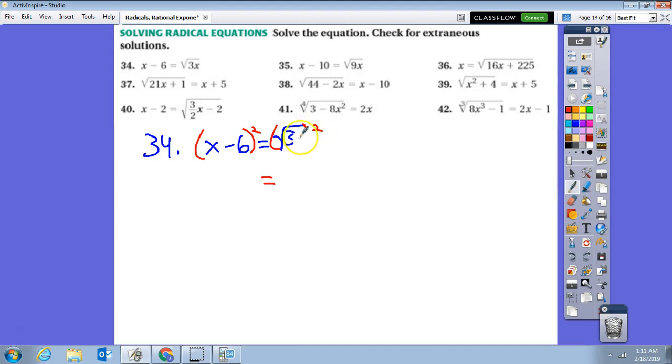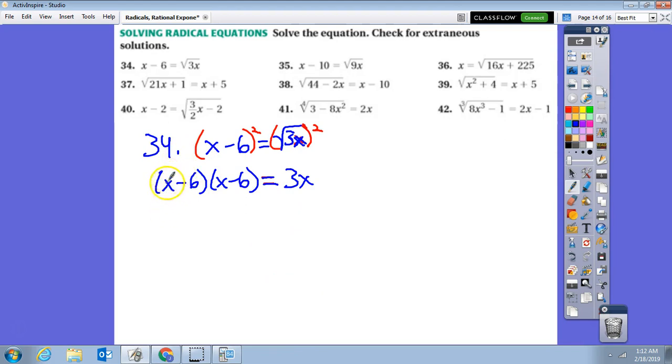And I don't know why I wrote 36 right here. Well, let's fix that. That's 3x right here. So 3x, when I square the square root, what comes out is 3x. I apologize for messing that up. But on the other side, x minus 6 squared really means x minus 6 times x minus 6.